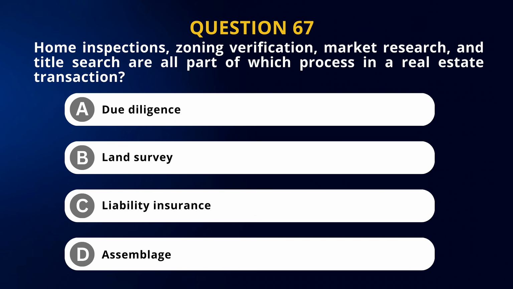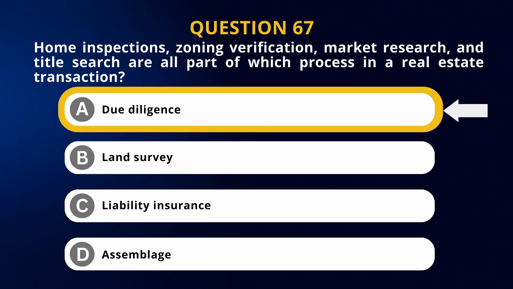Question number 67. Home inspections, zoning verifications, market research, and title searches are all part of which process in a real estate transaction? Due diligence, letter A. Letter B, land survey. Letter C, liability insurance. Letter D, assemblage. And the answer is letter A, due diligence.